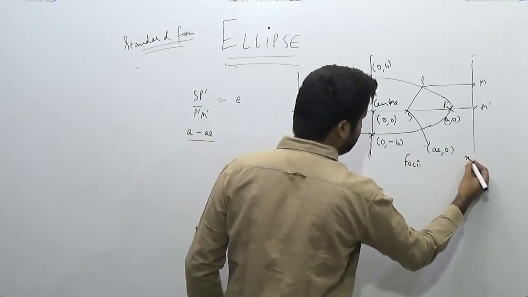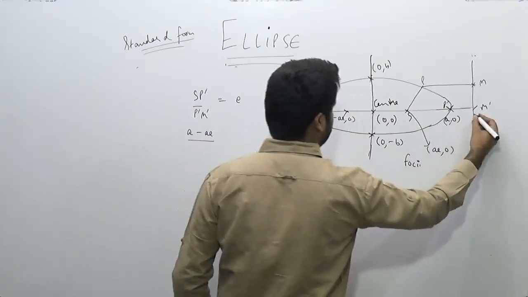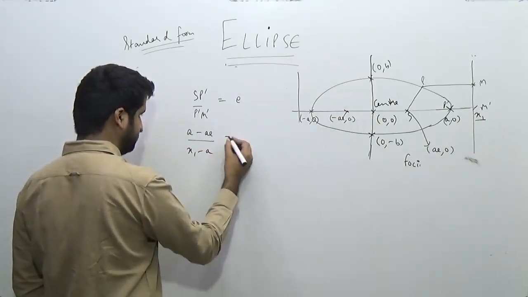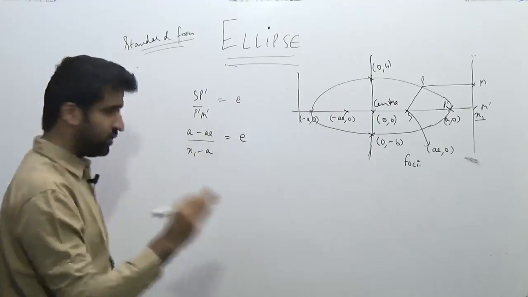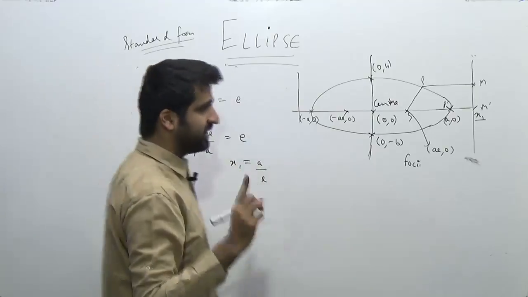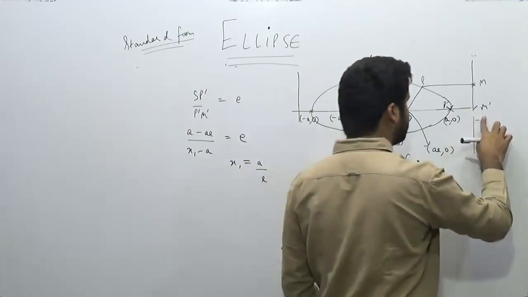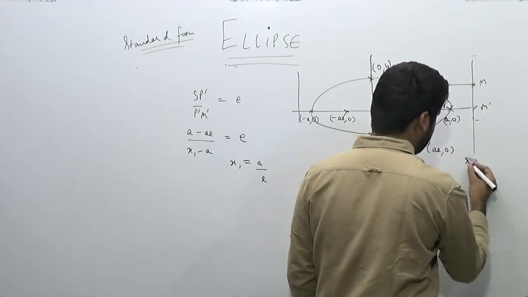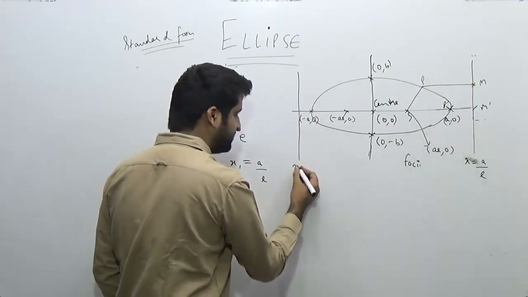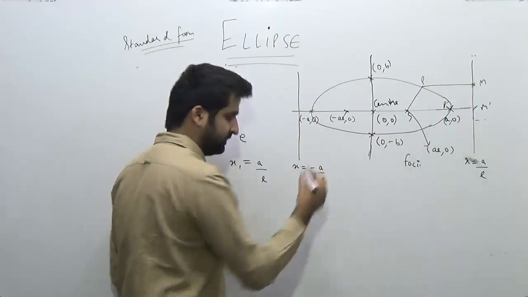Now let's say this is X is equal to something. Let's say this is X1. So I can say that X1 minus A is equal to eccentricity. On solving this equation, I will get the value of X1 is equal to A upon E. So the equation of this directrix is X is equal to A upon E, and by symmetry, the equation of this directrix is X is equal to minus A upon E.